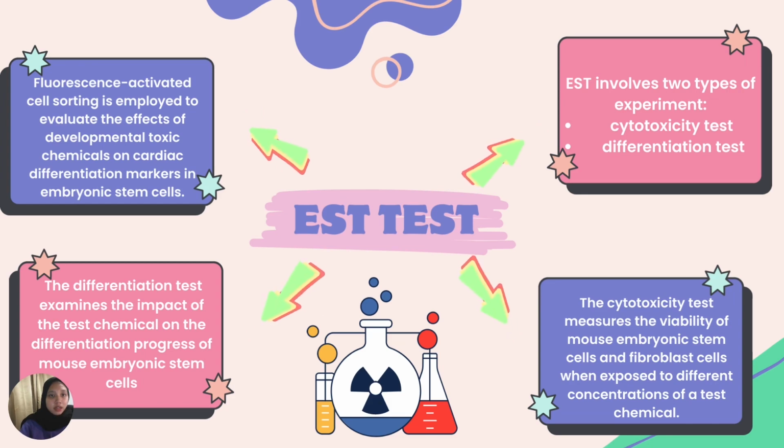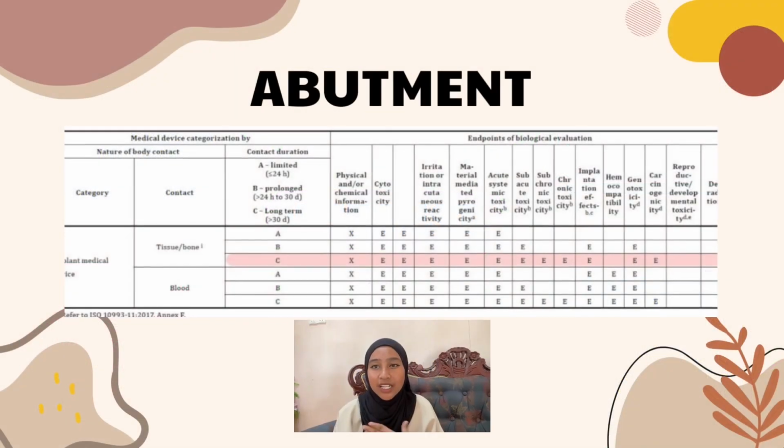Fluorescent activity cell sorting is employed to evaluate the effect of developmental toxic chemical on cardiac differentiation markers in embryonic stem cell. I am Sitinova Isabel Hasmadi.